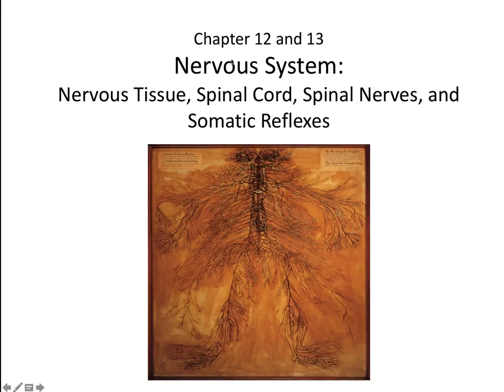So these chapters cover the nervous system, including the characteristics of nervous tissue, so what it's made of, what cell types are there, as well as the anatomy of the spinal cord, spinal nerves, and somatic reflexes. So these are reflexes that involve skeletal muscle.